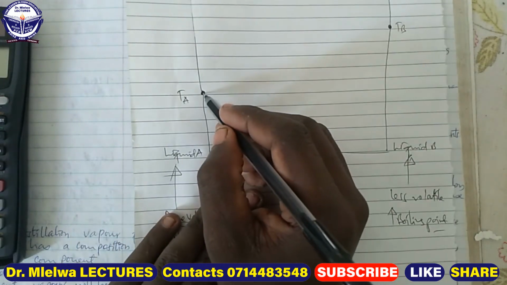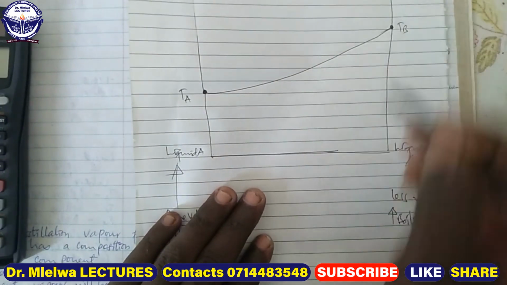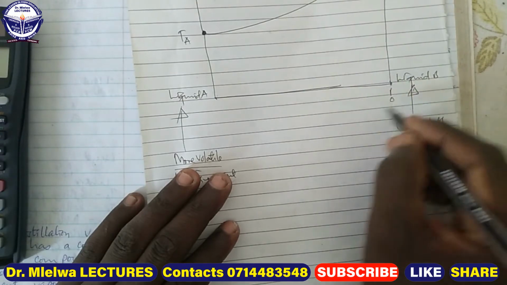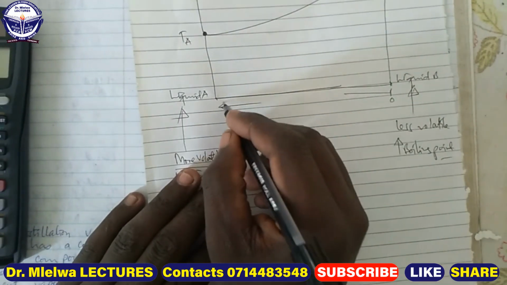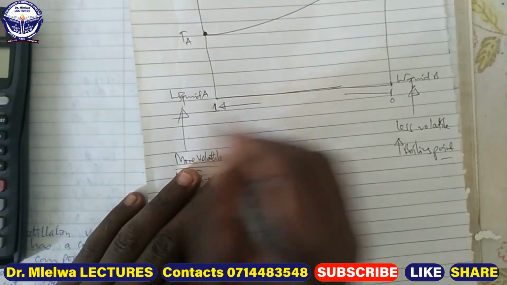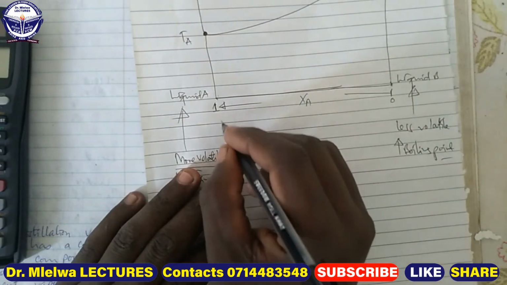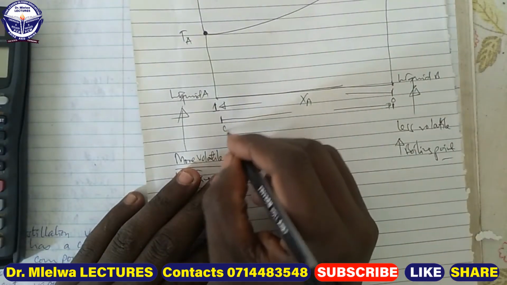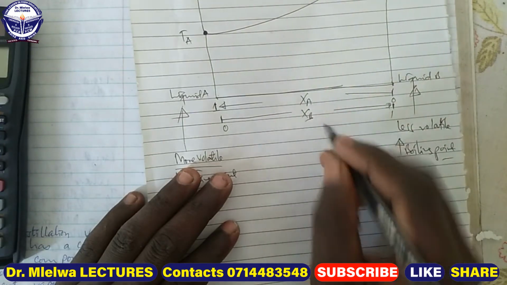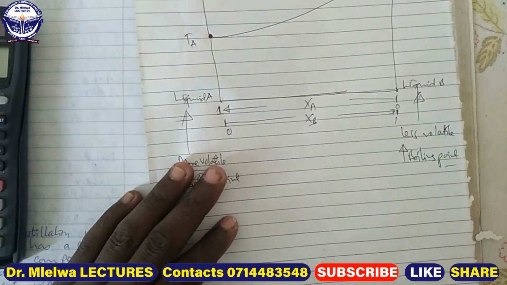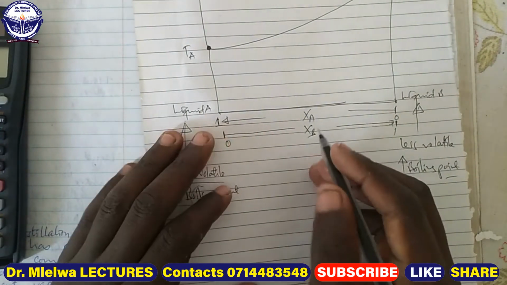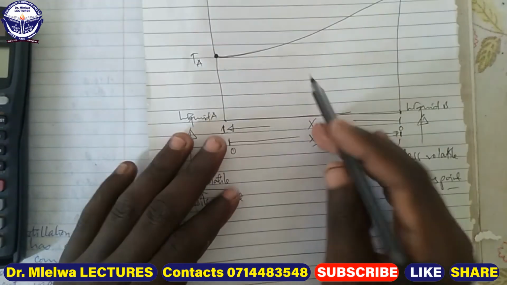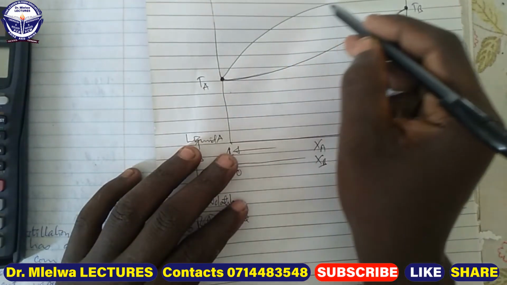Then the temperature-mole fraction phase diagram will be like this. Here it is the mole fraction of A from 0 to 1, and here the mole fraction of B from 0 to 1. Now, you can observe one thing, that as the temperature decreases, because this is the liquid phase, then you will have the vapor phase, which we are drawing like this.